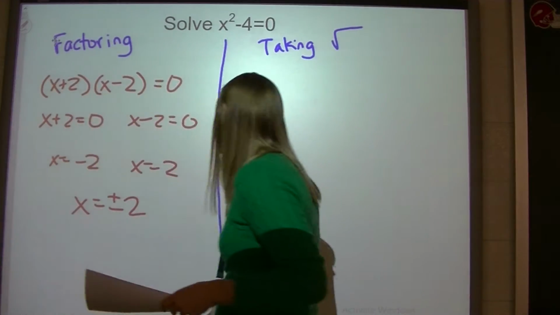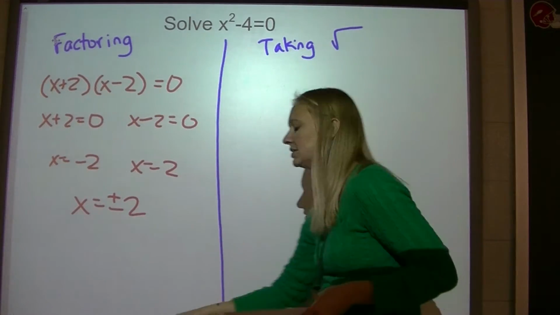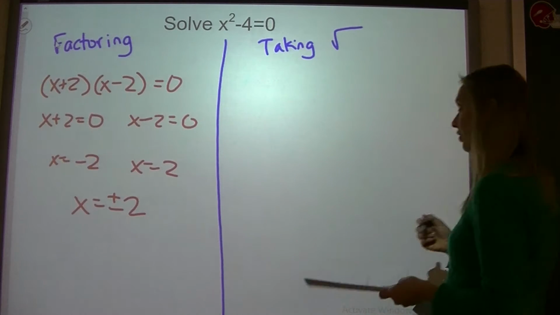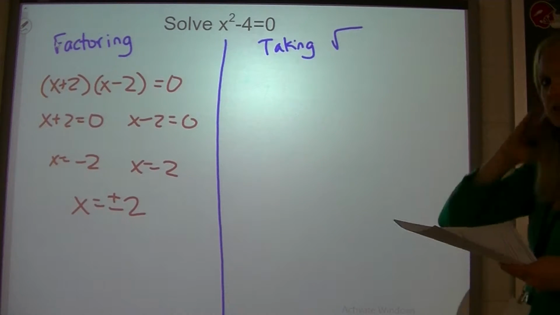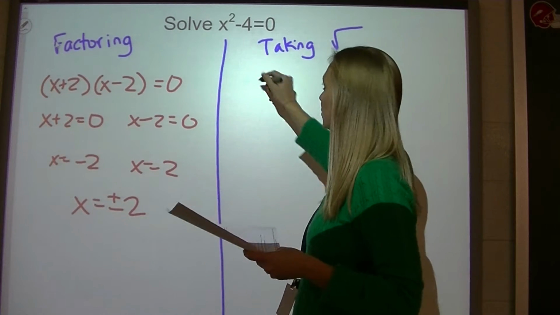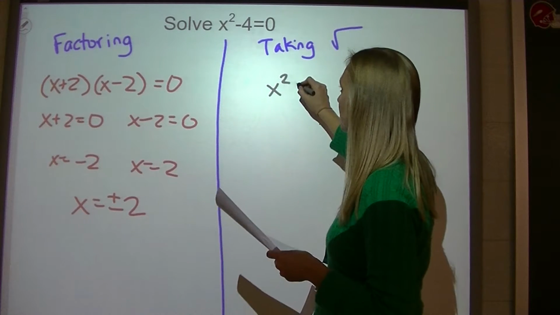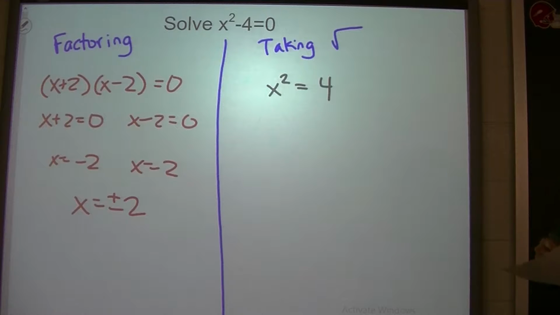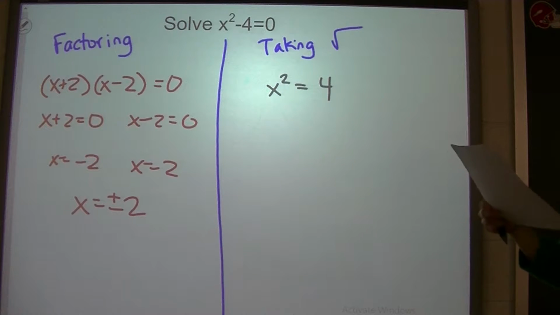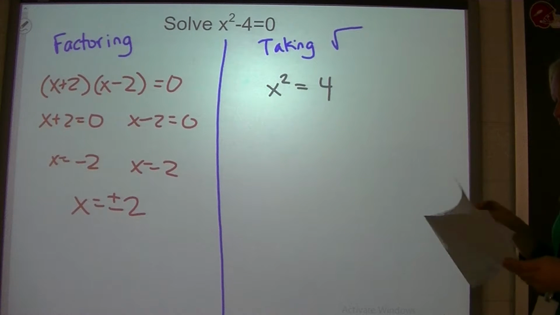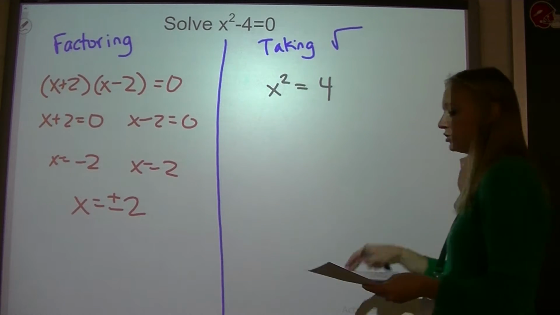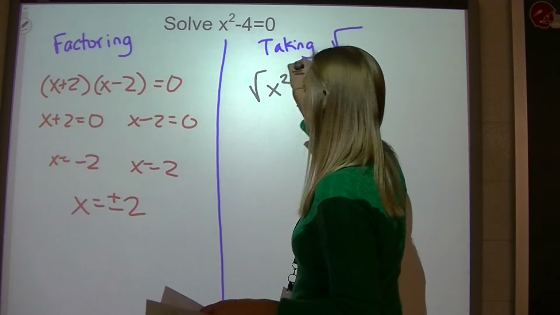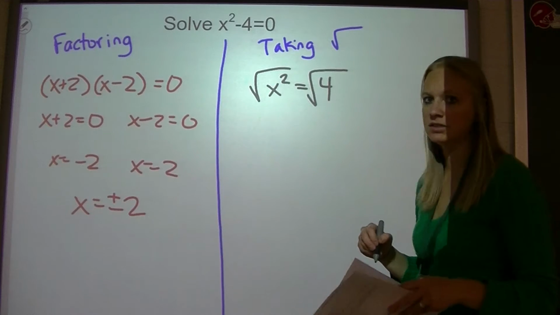Or, instead of going through this whole factoring process, you could solve it by taking a square root. Because if you notice, we only have two terms, so I could actually add 4 to both sides and get x squared equals 4. And then we can do the opposite of squaring, do the same thing to both sides, which is a square root. So I can go ahead and square root both sides.